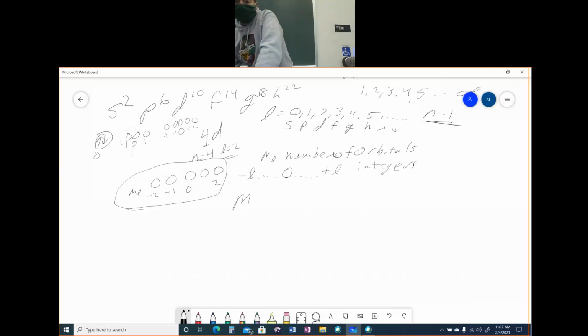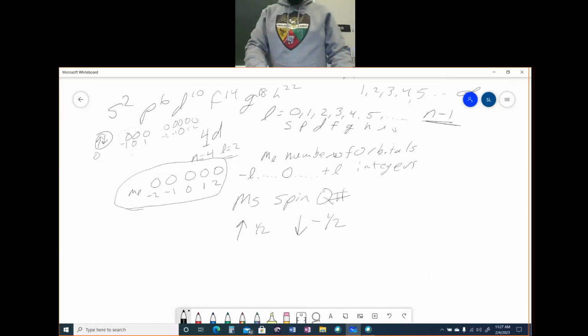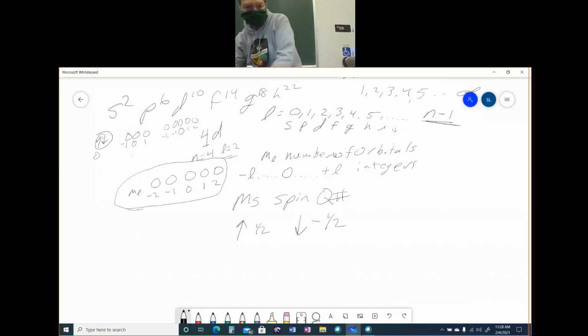And then your M sub S is the easiest. That's the spin quantum number. So if it is spin up, you get a +1/2. If it is spin down, you get a -1/2. All right, so now on the board, I have written a 4, 2, 1, 1/2. All right, so we have a 4, 2, 1, 1/2.